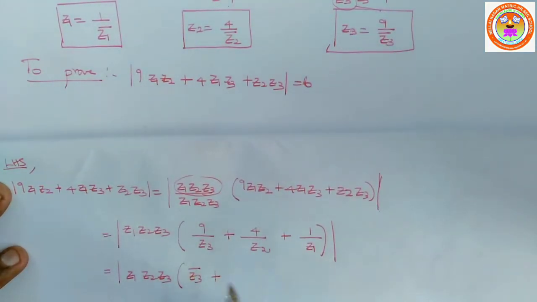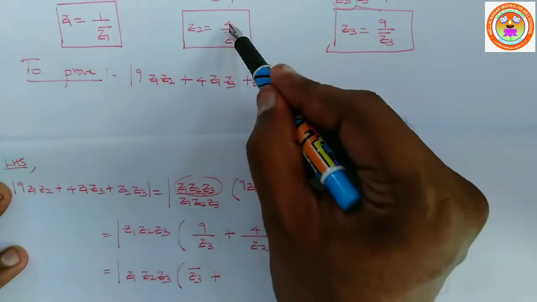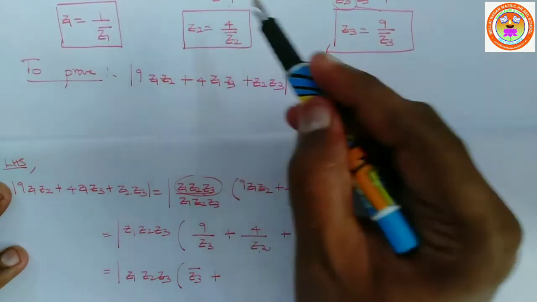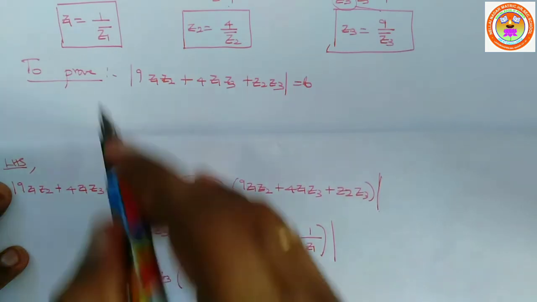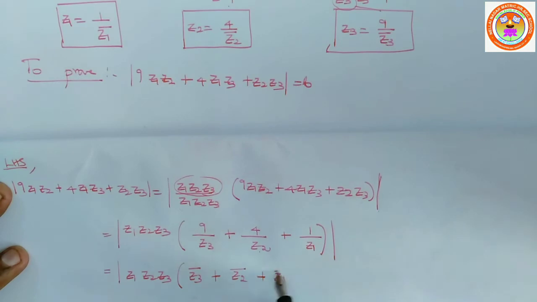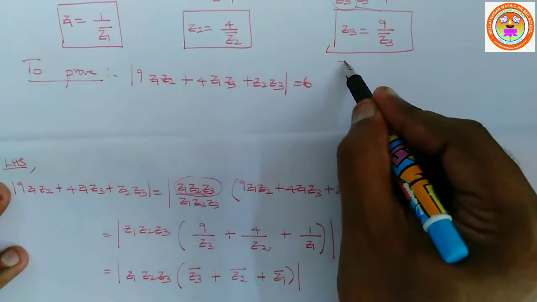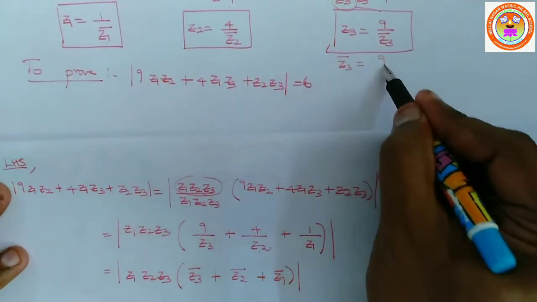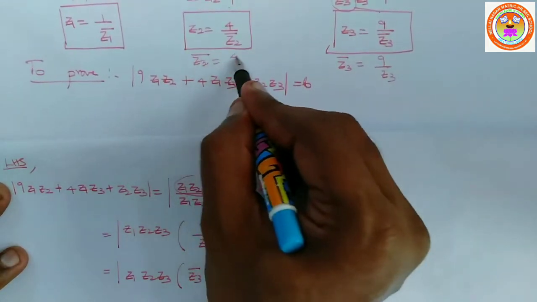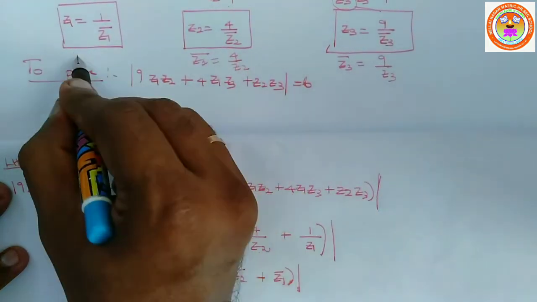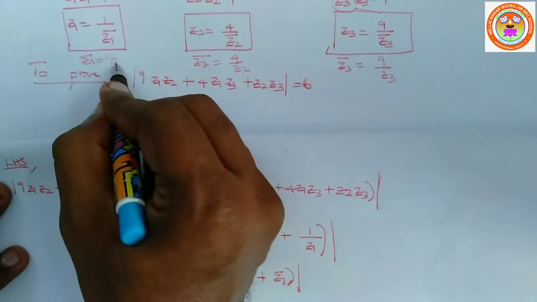Z3 bar plus 4 by Z2. This Z2 comes here: Z2 bar moves here, 4 by Z2 is nothing but Z2 bar. Plus 1 by Z1 is nothing but Z1 bar. I will change now here. Therefore, Z3 bar is equal to 9 by Z3, Z2 bar is equal to 4 by Z2, Z1 bar is equal to 1 by Z1.